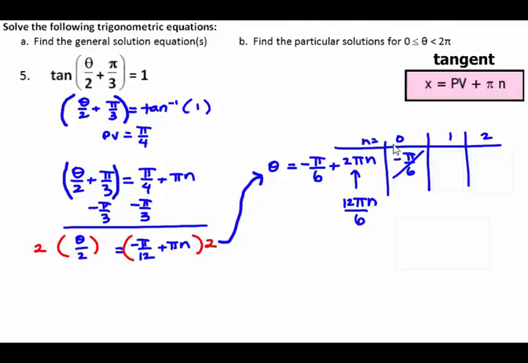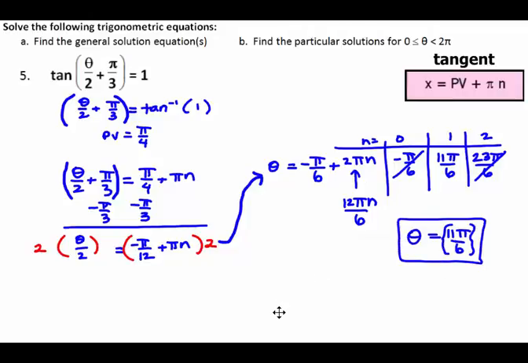Okay, so I'm going to add 12 pi over 6. When n is 1, I get 11 pi over 6. That's almost at my boundary. If I add another one, now I'm too big. So I have exactly one particular solution from my one and only general solution equation. All right, so now we can solve trig equations. We can use our general solution equations. We've done sine and cosine and tangent.